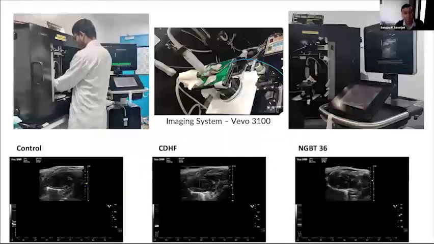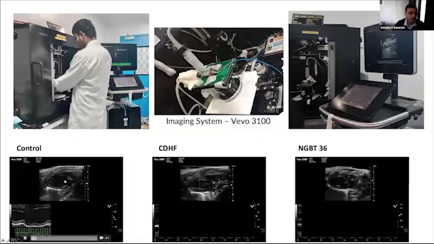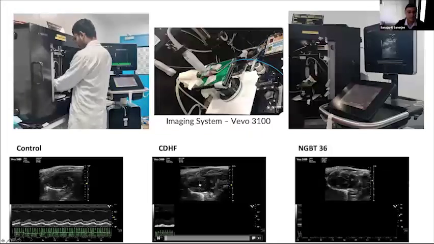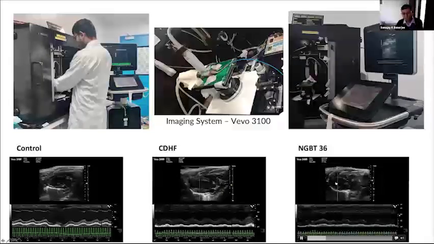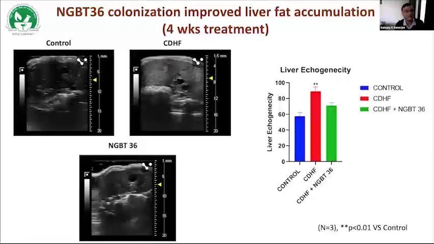Similarly, we did some echocardiography study. Our institute has an imaging system, Vevo 3100, which works through ultrasound as well as photoacoustic imaging, a laser-based imaging system. We did liver imaging for fatty liver, as well as some echocardiography. First, in the fatty liver, we measured fat by the imaging system. With the CDHF diet, there is an increase of fat accumulation in the liver by liver echogenicity testing.